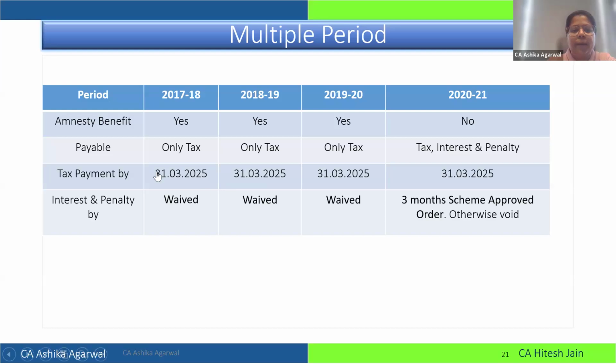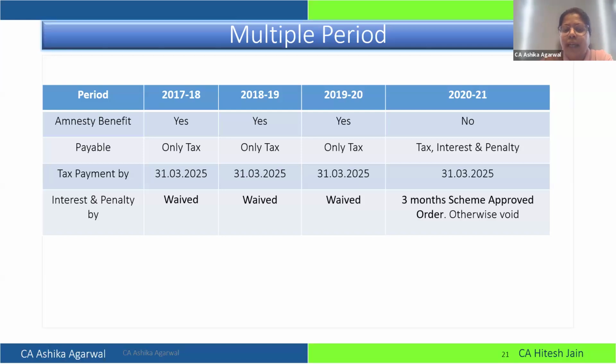Now, when does it need to be paid? Tax payment I need to do before filing the application or 31st March, whichever is earlier. But interest and penalty for 17-18, 18-19, 19-20 are waived off. But 20-21, which is not under the scheme, I have to pay within 3 months of the date of approval of the scheme. I have to pay interest and penalty.